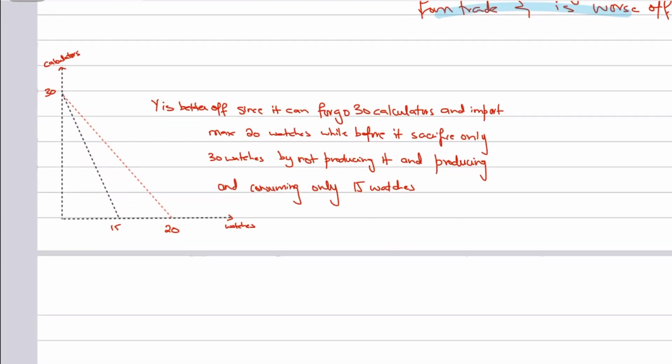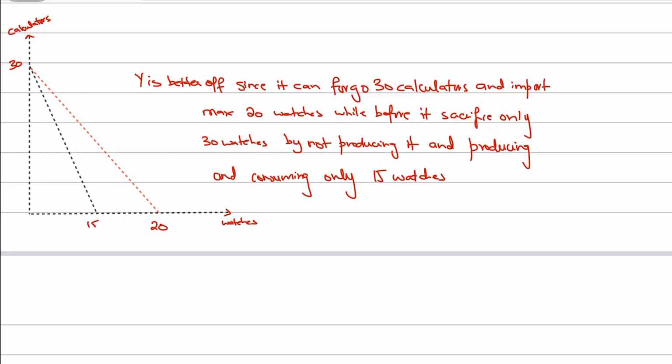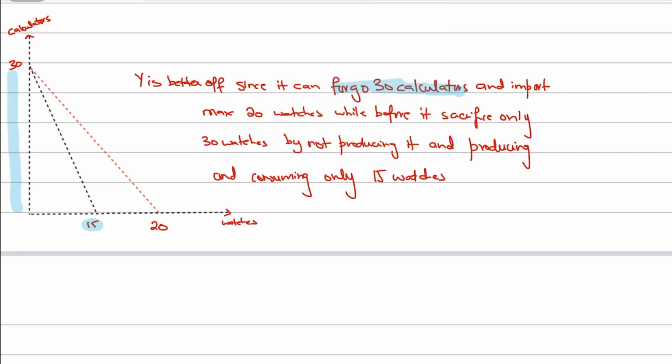And for country Y as well, you can see that Y is also better off, since if you look at the PPC for Y, if it forgoes 30 calculators, it could maximum consume only 15 watches. But now, by foregoing 30 calculators, let's say, it could end up importing 20 watches. So the consumption possibility is more than the production possibility.